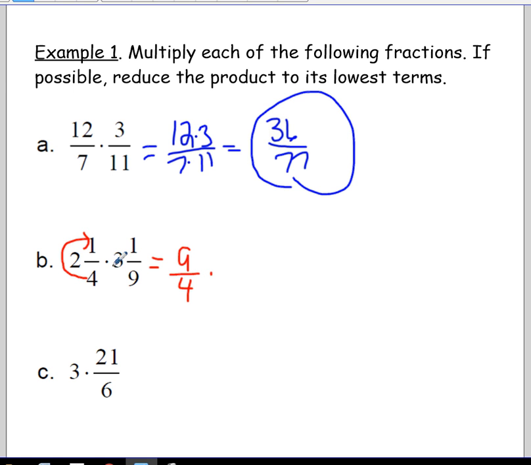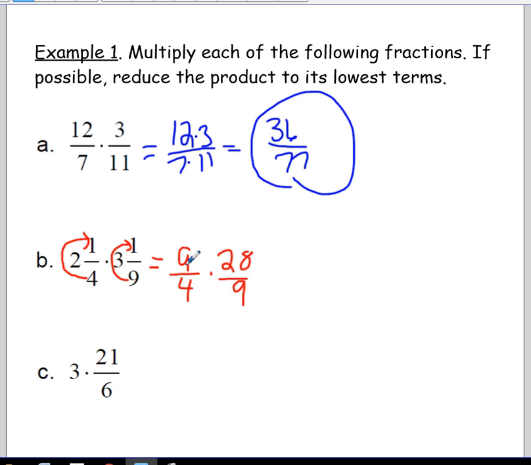And then we have 3 and 1/9. Let's do the same thing. 9 times 3 is 27, plus 1 gives us 28. So that's going to be 28 over 9. Now I see that my 9s will be able to cancel because I have a 9 on the top and a 9 on the bottom.